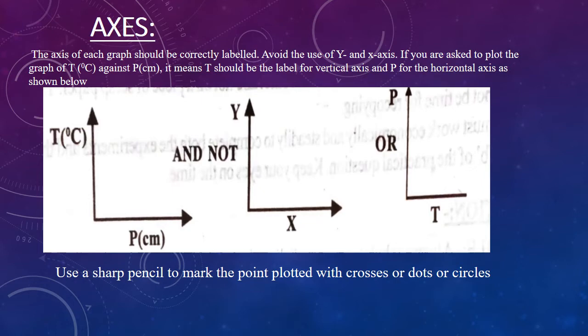We know that your vertical axis is always your y-axis. Your horizontal axis is always your x-axis. What we are saying here is that students should not label their graphs as y and x axis, since what they were asked to plot is not y and x. If you are asked to plot a graph of t against p, it means the label on your graph will be t against p instead of y against x.